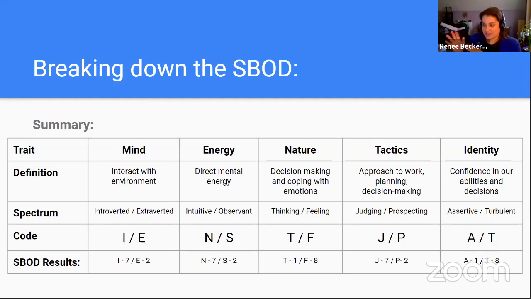In terms of directing mental energy, we're very focused on the intuitive aspect versus the observant aspect. What that tells us is that we want to make sure we're balanced. For the observant contacts on the team, we need to remember to focus on what's real, because the majority of us in this group are big thinkers thinking about all the possibilities, but we also need to remember to be realistic. So we have to be balanced in terms of those different aspects.